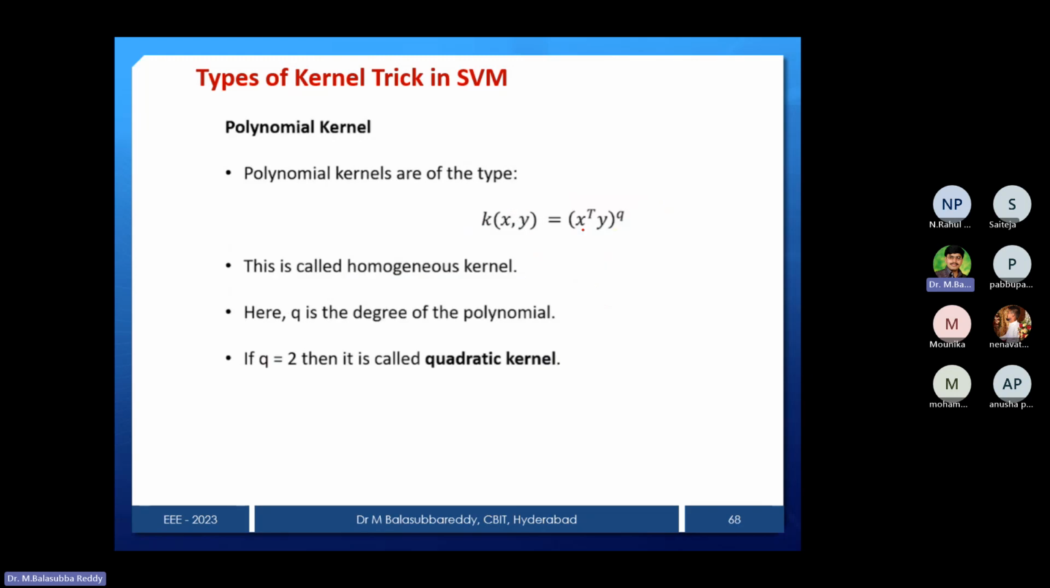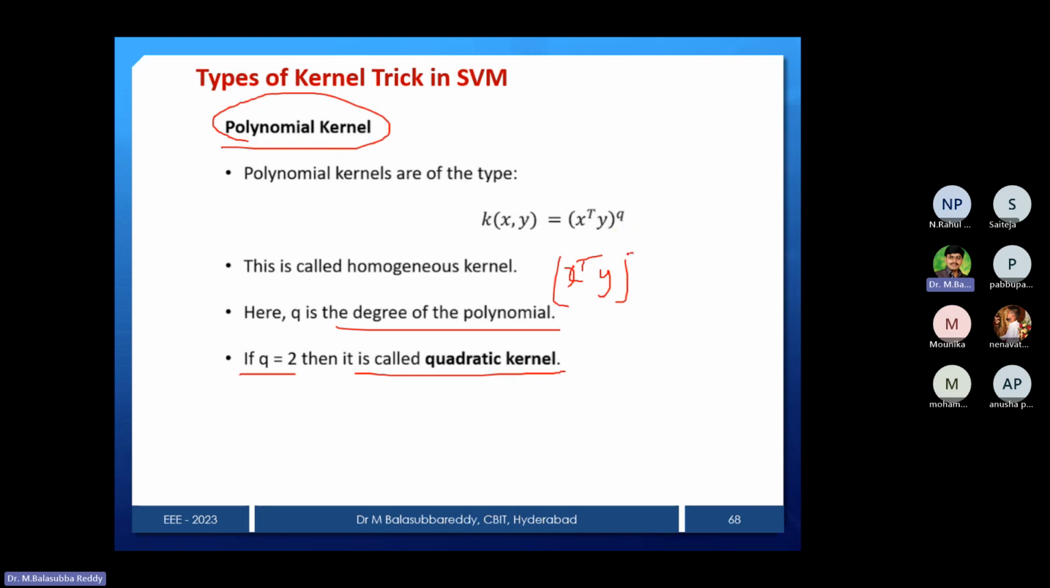Now another, polynomial. What is polynomial here? Same fashion, x transpose into y to the power q. Here q is the degree of the polynomial, because a polynomial may be second degree or third degree, something like that. If q is equal to 1, it is linear. In a polynomial, q is 2 means it becomes x transpose y power q.